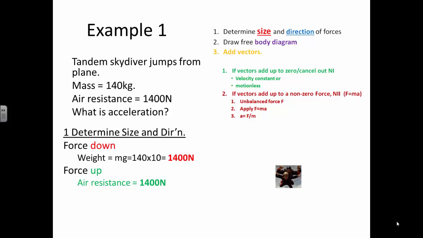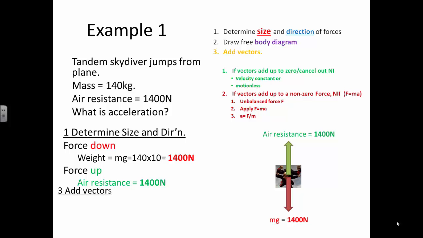We need a free body diagram. Here is the tandem jumper. The force down is equal to 1400 newtons. The force up is also equal to 1400 newtons. Notice that these two arrows have the same length to show the same size force but in opposite direction.